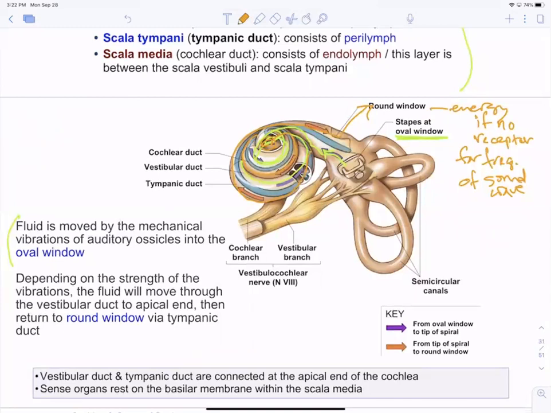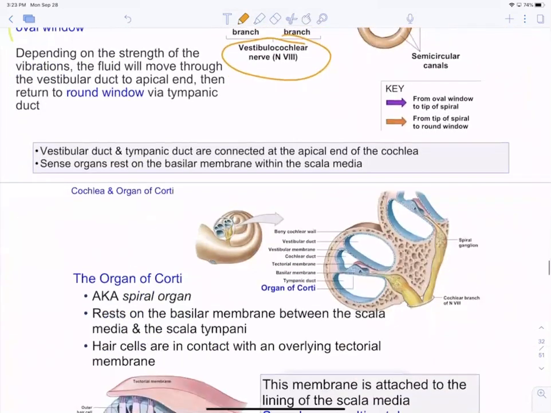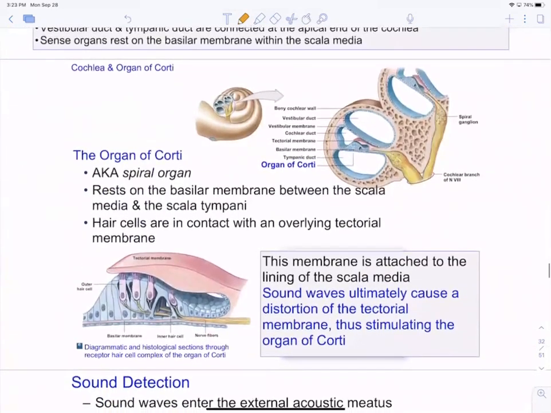And then you have the vestibular cochlear nerve, which is cranial nerve 8. And there's the cochlear branch and the vestibular branch for balance and equilibrium. The receptors themselves are referred to as the organ of Corti, or the spiral organ. This is where you have the little hair receptors that we talk about. These little hair receptors are embedded in a membrane called the tectoral membrane.